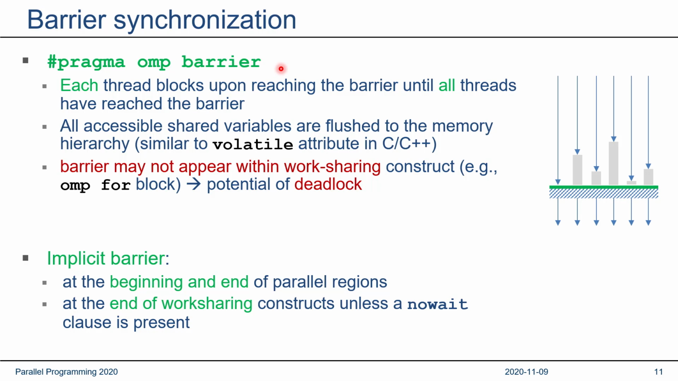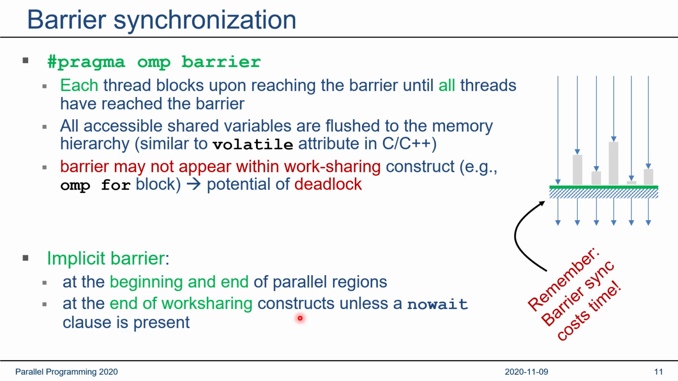Now, a barrier can be done explicitly, like with this OMP barrier directive, but there are also implicit barriers in OpenMP, namely at the beginning and at the end of every single parallel region, and at the end of work sharing constructs, unless a no-wait clause is present. And we will investigate this implicit barrier business a little bit further in the following.